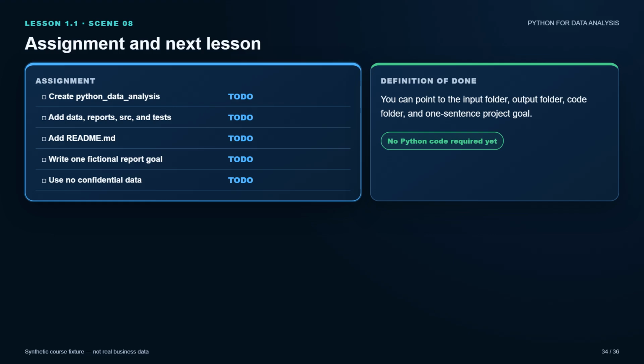Do not use private or company data. A fictional sales, inventory, expense, or support dataset is enough. You are done when you can point to the input folder, the future output folder, the code folder, and your one-sentence project goal. No Python code is required for this assignment.